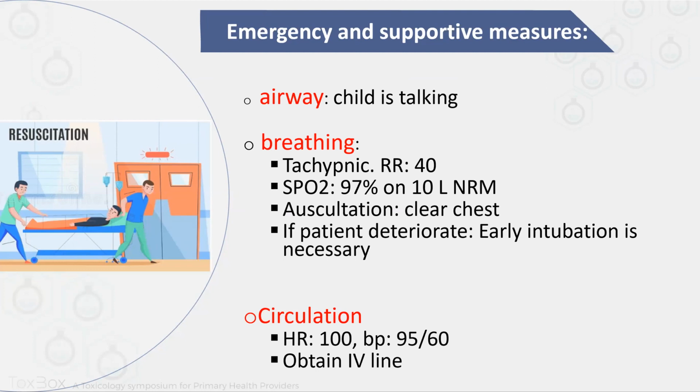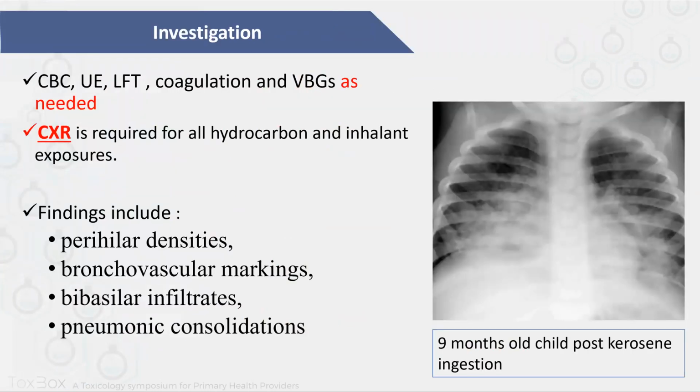You have to assess the circulation of the patient. So our patient has a heart rate of around 100 and his BP is 95/60. And you have to take an IV line for the patient. So in terms of investigation, what to send for the patient?